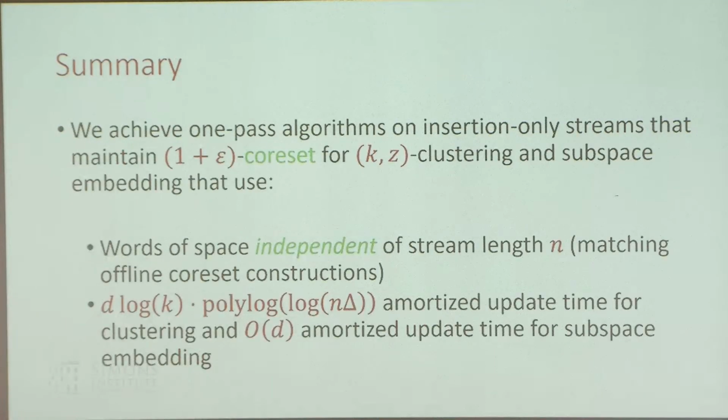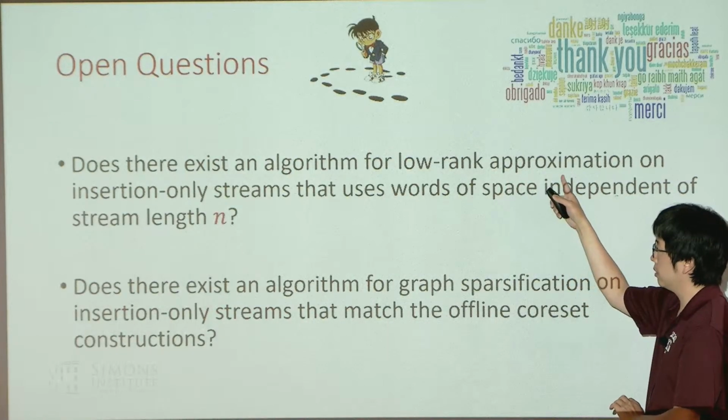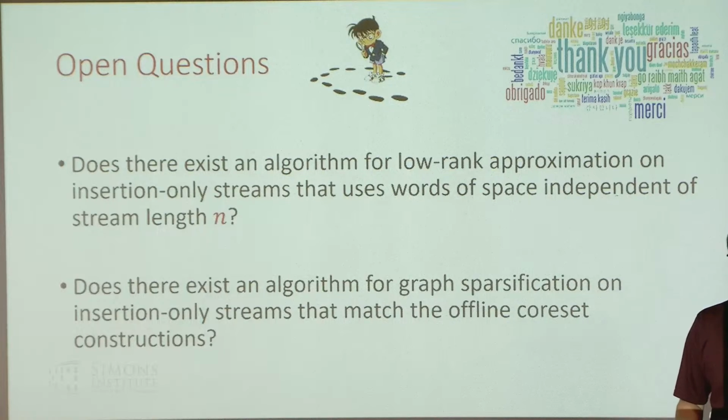Okay. So putting things together, in summary, we get 1 plus epsilon core sets for clustering and subspace embeddings. Our algorithms use words of space independent of the stream length and fast amortized update time. And this is a general framework, but there are other problems that fit this framework that we haven't been able to solve yet. The main problem that comes to mind is low rank approximation. We haven't been able to find an efficient local encoding for low rank approximation yet. There probably exists one, but everything else goes through.